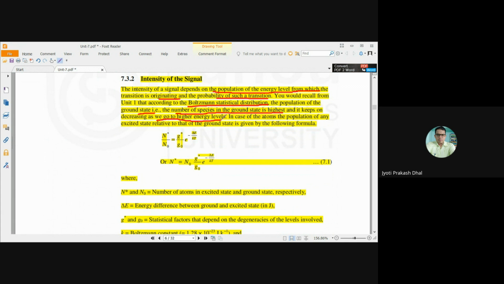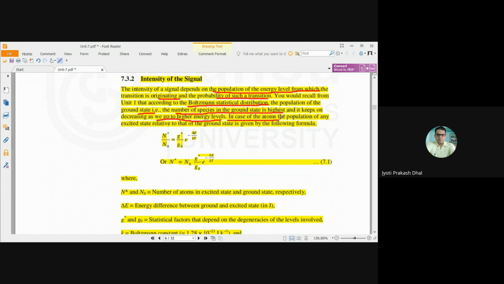So the population of the different atoms in the ground state will be highest, and if we calculate how many atoms are in the first excited state, it will be less than the number of atoms in the ground state, and if we calculate how many atoms are present in the second excited state, it will be still less than the number of atoms present in the first excited state, etc. It keeps on decreasing as we move to higher energy levels.